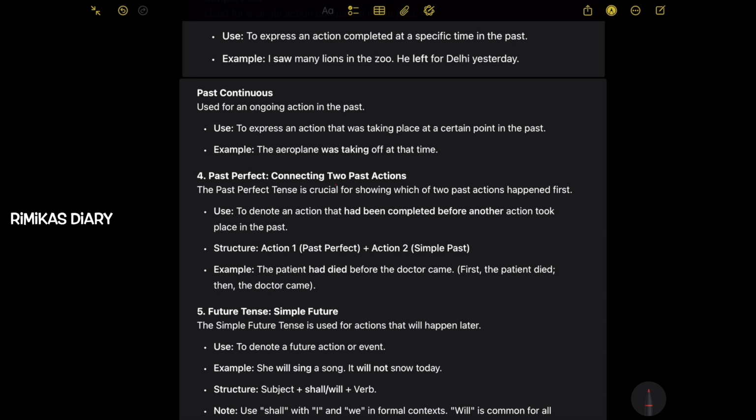Past perfect, connecting two past actions. So the past perfect tense is crucial for showing which of two actions happened first. So there are two actions and it shows which of the two happened first. It's used to denote an action that had been completed before another action took place in the past. Structure: action 1 is the past perfect, and action 2 is the simple past. So action 1 is always a past perfect, action 2 is always a simple past. So make sure to note it down in your notebook.